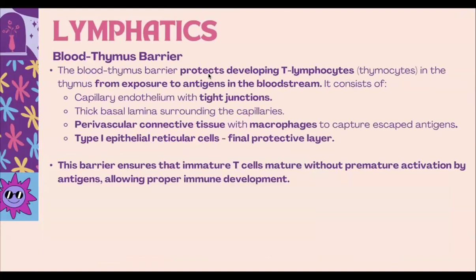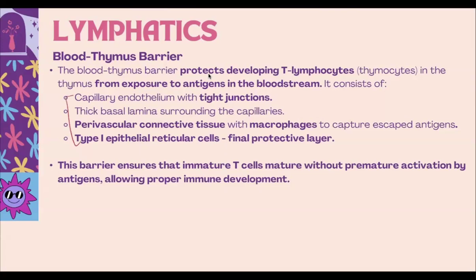Then we come to the blood-thymus barrier. Essentially, when you have T cells that are developing inside your thymus, you don't want to expose them immediately to antigens while they're still in the developing stage. So this protects them from any antigens that are traveling in the blood. It's also protecting the blood from any rogue T lymphocytes which haven't developed correctly. So it's a barrier, and what this barrier is made of is these 4 components.